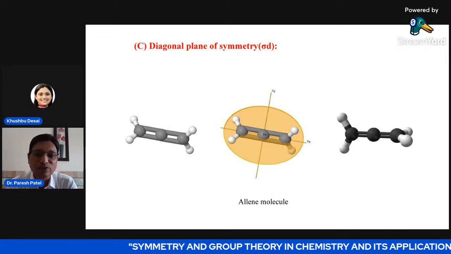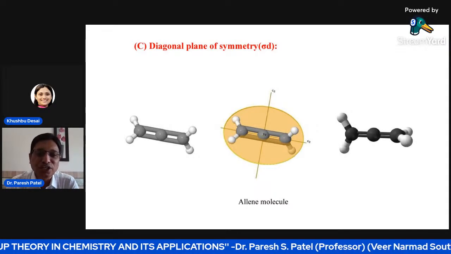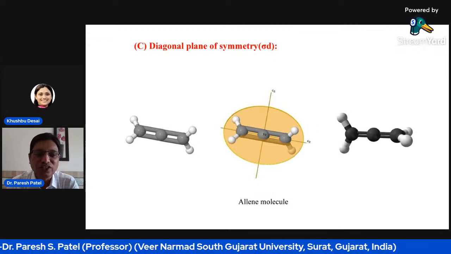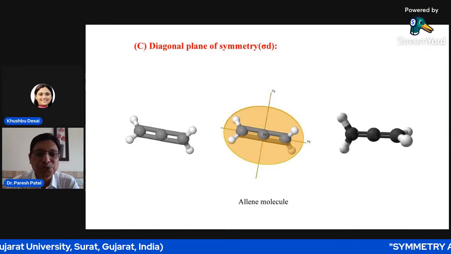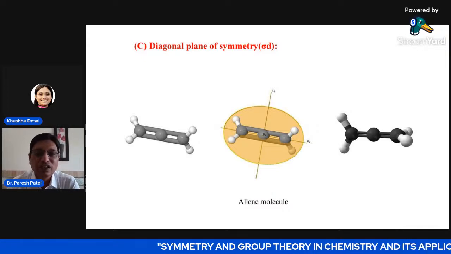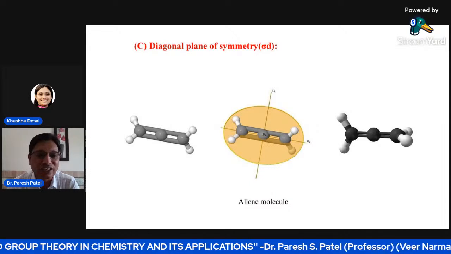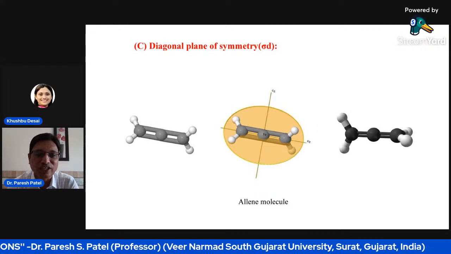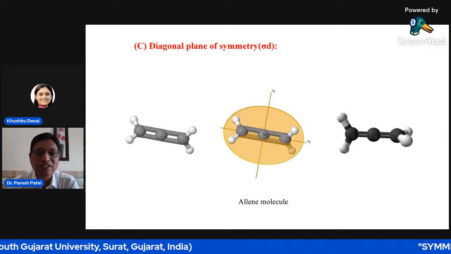As for example, the allene molecule. In the allene molecule, we already discussed that it consists of three C2 axes. Now, which one is the main principal axis? The order of all the three C2 axes is the same. Then the C2 that passes through the maximum number of atoms can be considered as the main principal axis. Now, this plane can bisect the main principal axis and the other C2 in such a way that one part is the mirror image of the other part of the molecule. So this symmetry can be recognized as a diagonal plane of symmetry. Next one, please.